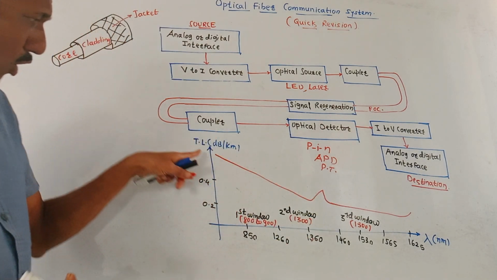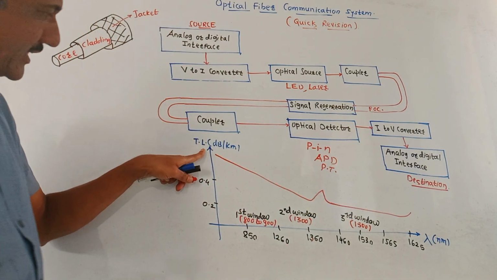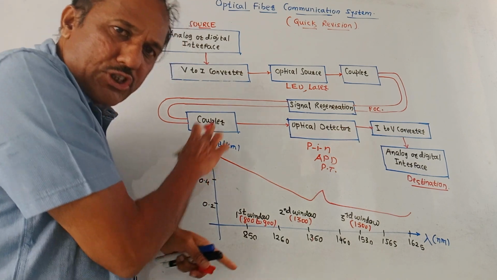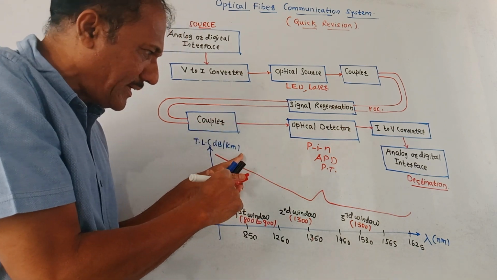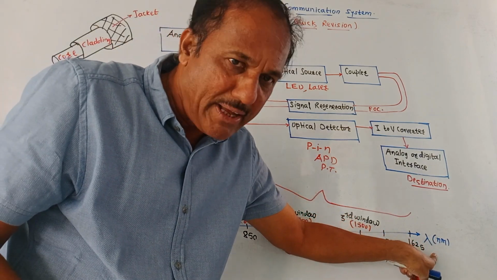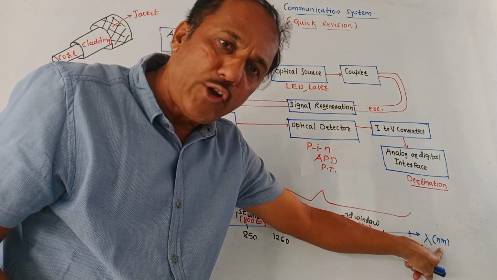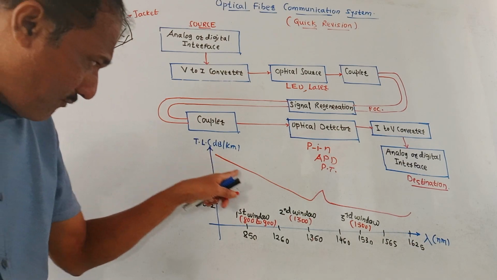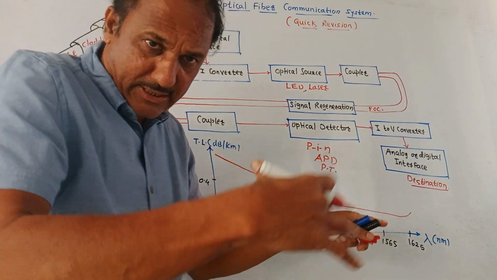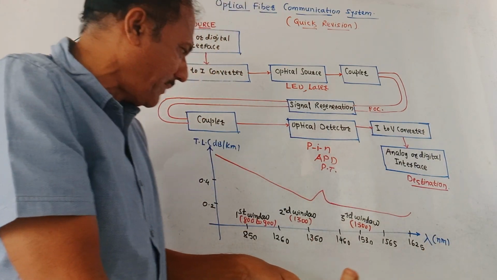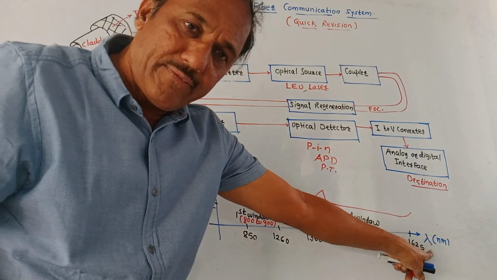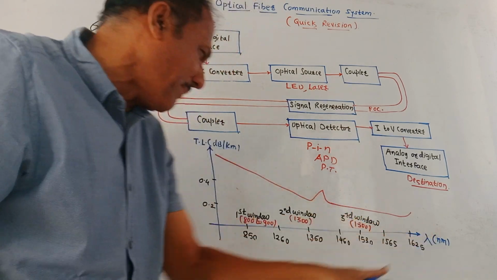This is the graph of attenuation, that is TL. TL stands for transmission loss, which is measured in decibels per kilometer, versus wavelength. Lambda is the wavelength, in nanometers. So this is the graph of attenuation of a signal when the data is transmitted through the fiber optic cable, versus the operating wavelength lambda.